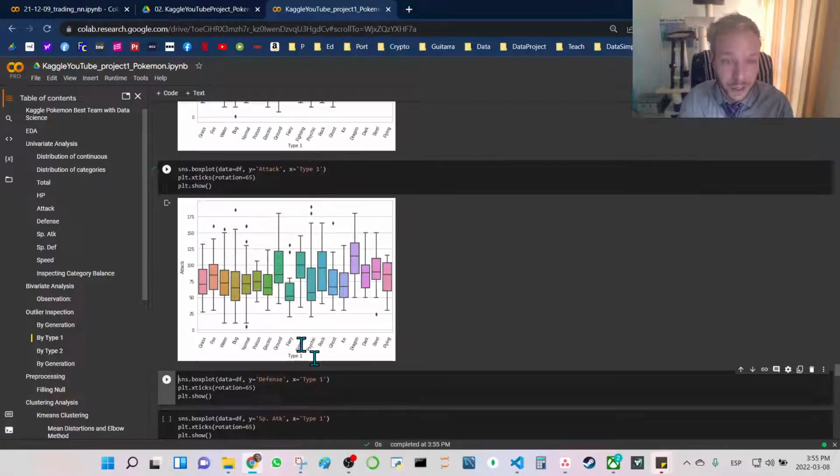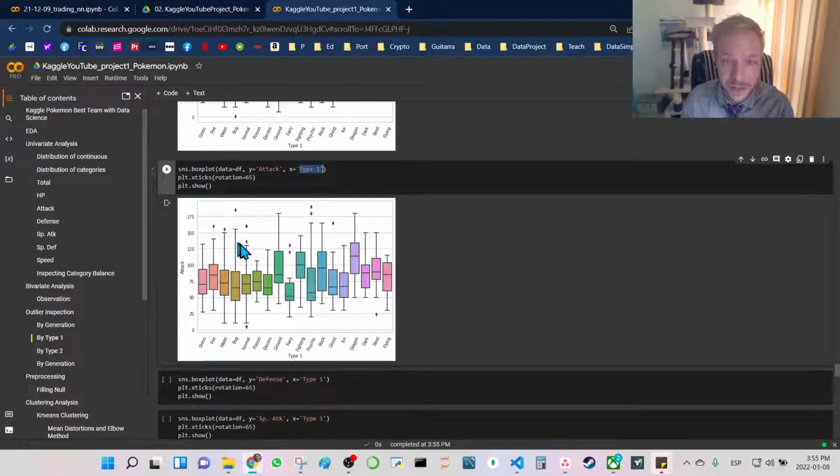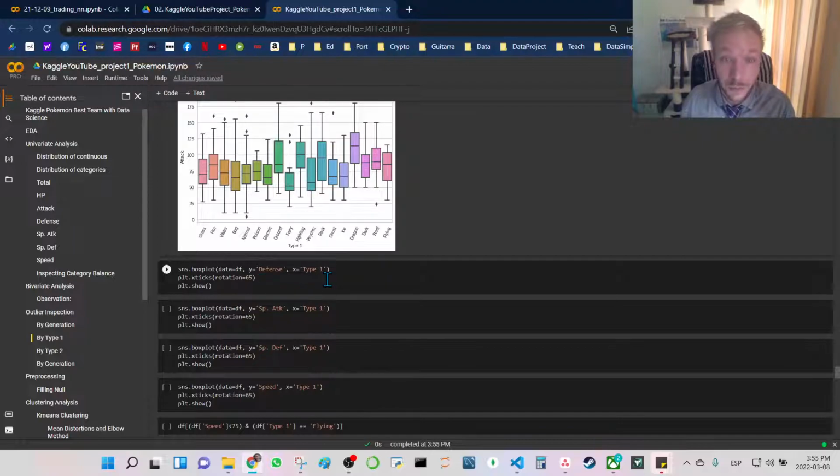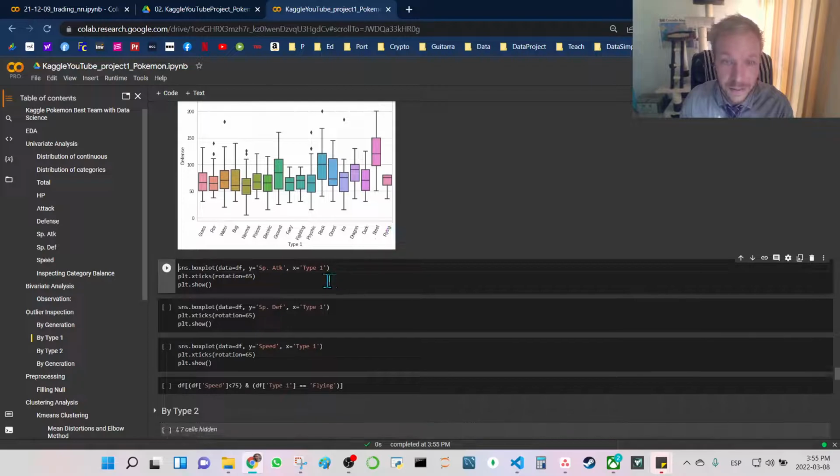The sns.boxplot for the attack, sorting again by type 1. We can see that there are outliers in all of the categories, but noting that steel and normal have outliers on the bottom side. So we have outliers on both sides of the distribution, depending on the context we're looking at. Looking at defense by type 1, we see outliers across the board. We don't have any outliers on the bottom side of the distribution, only on the top side. And bug has the highest outlier for defense in terms of type 1.